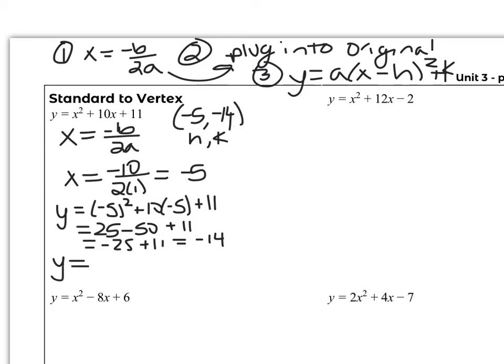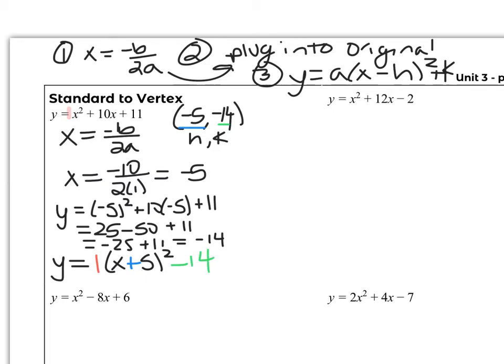Now I can write my final answer. When we're doing vertex form, remember that our a is the same in every form. So my original a is 1. Then we do x, opposite of your x value of your vertex, so plus 5 squared. And then you keep your k, which we found is negative 14. And that's the vertex form of my parabola.